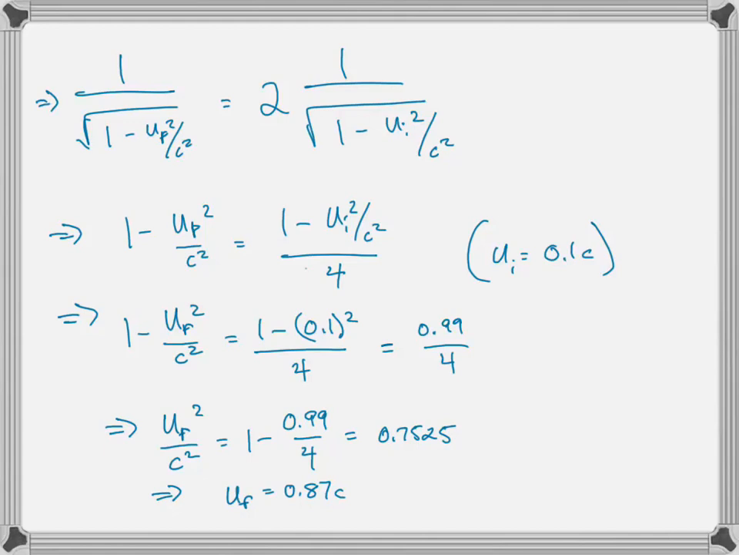So notice that in order to double the total energy, the final velocity is a heck of a lot bigger than the initial velocity. But that has to do with the fact that part of the energy is mass energy. So we could have said, what if we double the kinetic energy, and we would have gotten a different kind of answer. But anyway, that's just an example.